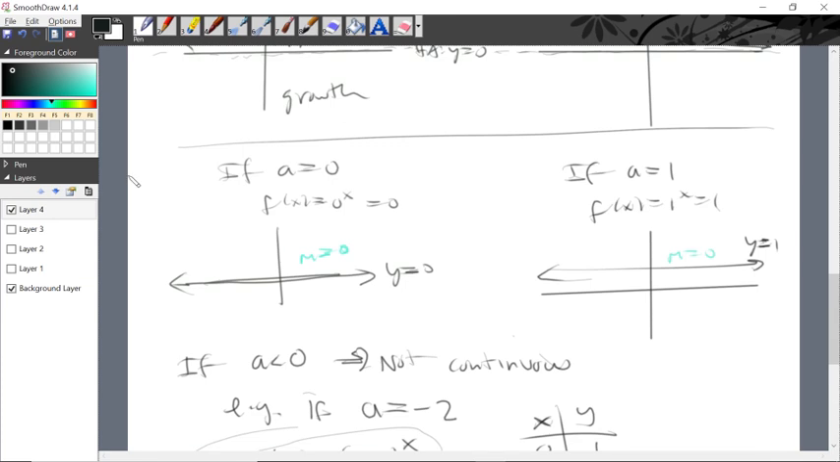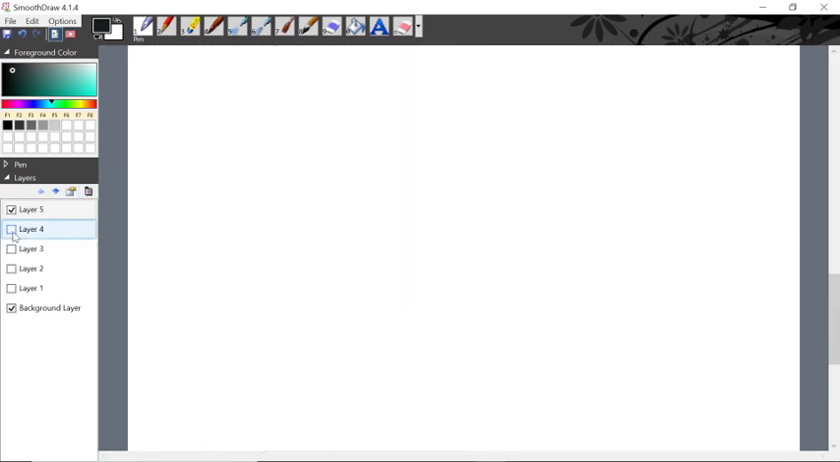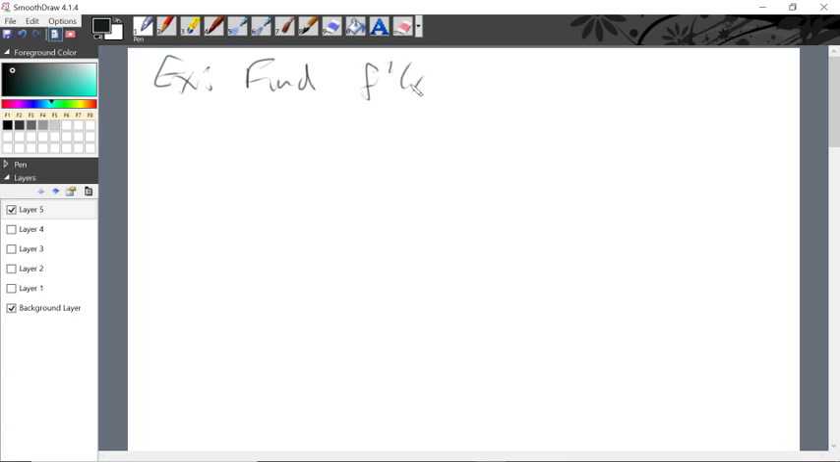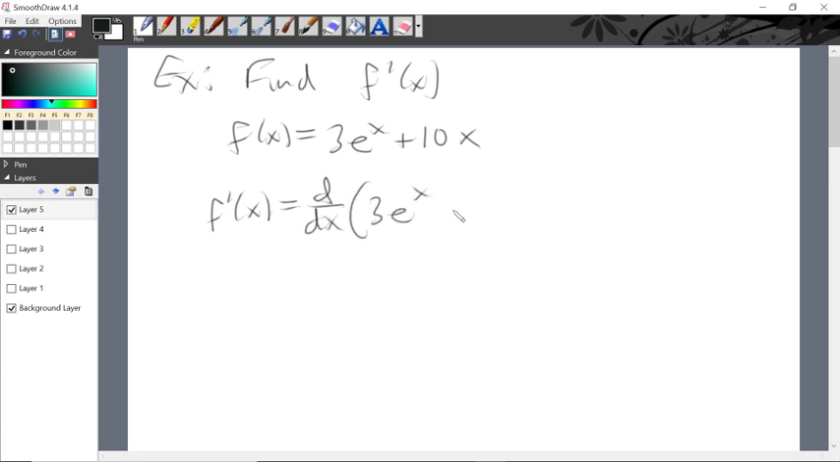Okay, so we have reached an important conclusion here about this exponential function, f of x equals e to the x. And now let's go ahead and find some derivatives. Find f prime of x if, let's say, f of x is equal to 3e to the x plus 10x. How about that? So f prime of x is the derivative of 3e to the x plus 10x. We can take the derivative term by term.